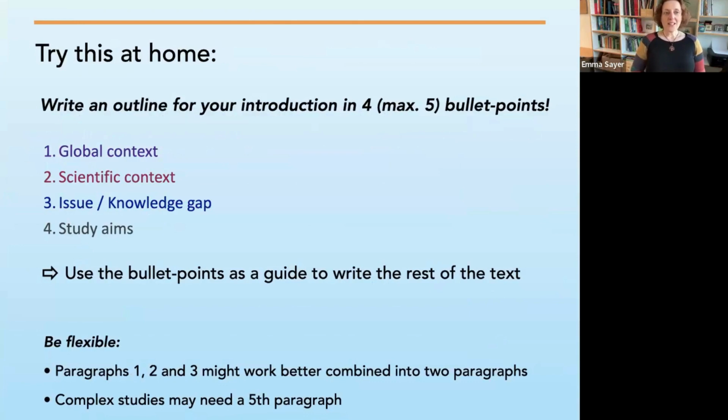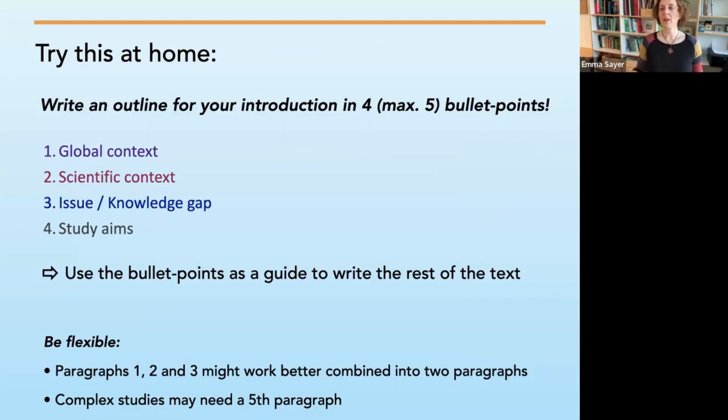So this is an exercise for you to try at home. You can basically write an outline for the introduction to your paper with 4 bullet points. So the first one, global context, you can write one sentence. What am I going to put in the first paragraph in general to give this global context?